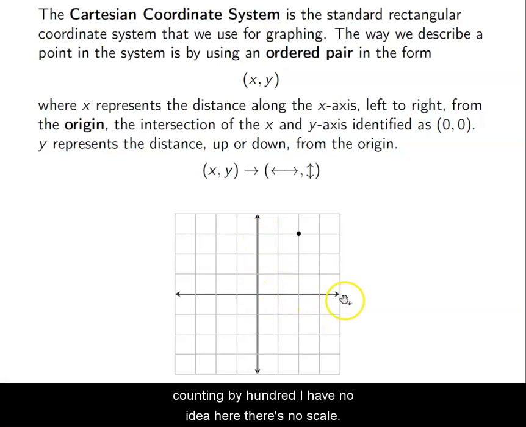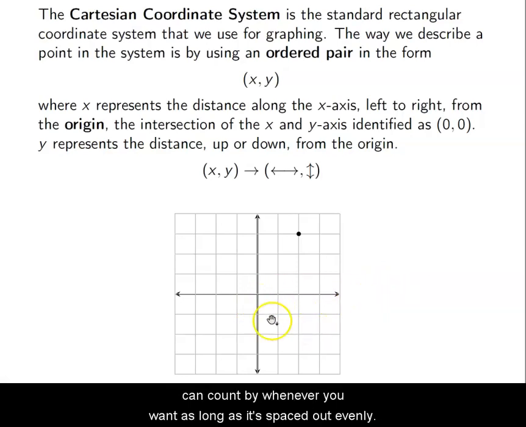There's no scale. So when you draw a graph for me in my class, always scale your axes. And you have to scale them evenly. You can't say that this is 1, 2, and 12. It has to go 1, 2, 3, 4, 5, however. You can count by 2s, you can count by 1/2, you can count by whatever you want, as long as it's spaced out evenly.